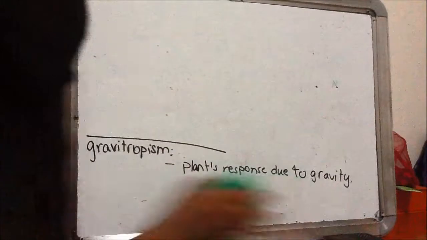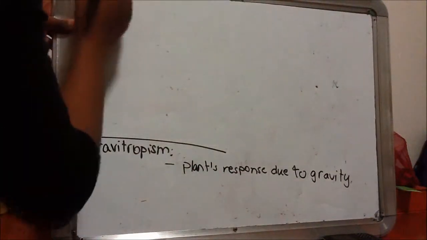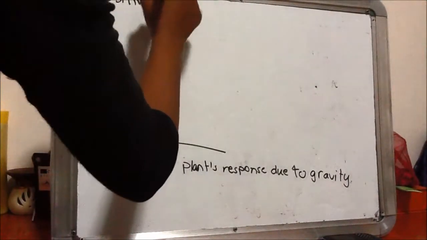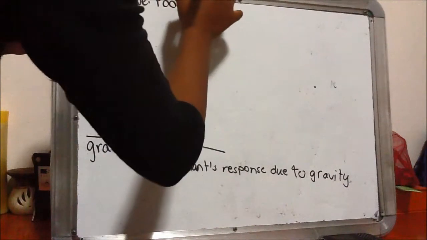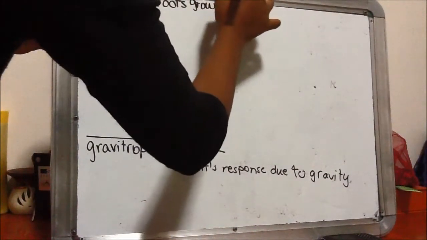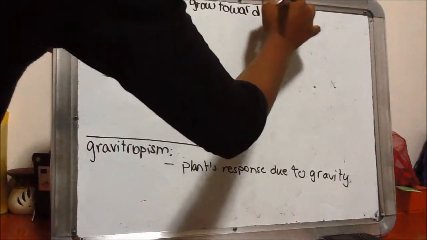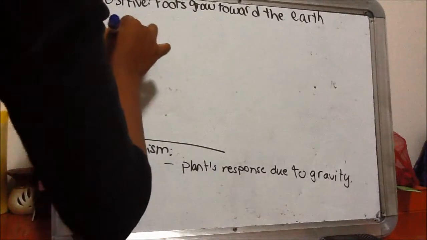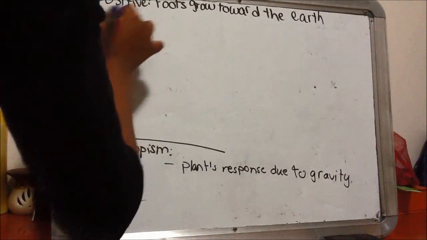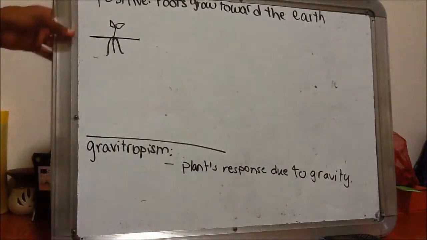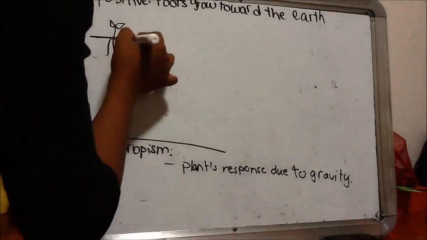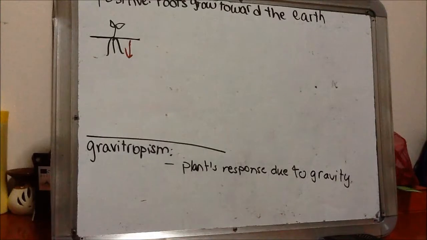Okay, so when it is positive, roots grow toward the... Let me draw a little diagram for you. Let's say this is the soil. Where is gravity pulling? The answer is down, because we already all know that. Gravity is pulling down. Where are the roots growing? The roots are growing down.